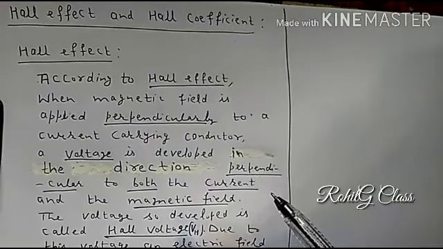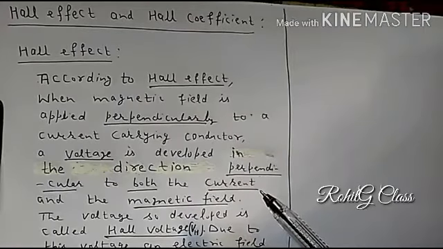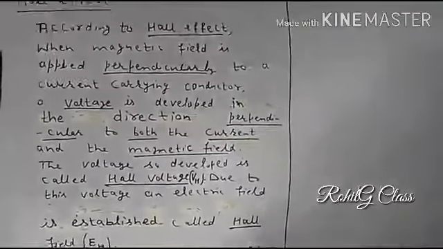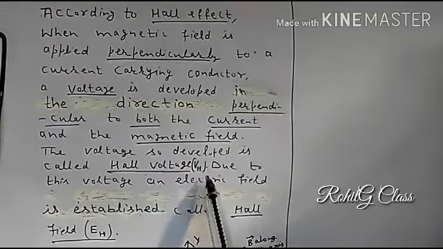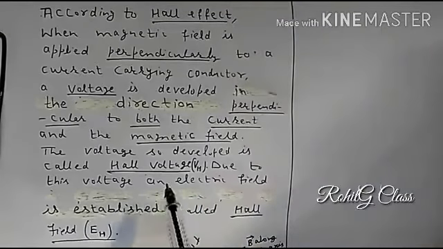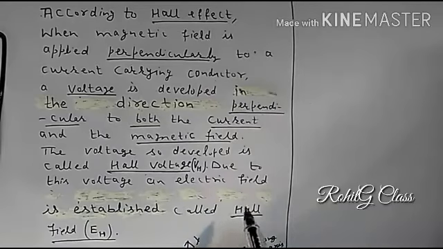That is, when we apply a magnetic field to a current carrying conductor perpendicular to the current, then a voltage develops perpendicular to both the current and the magnetic field. So this effect is called Hall effect. The voltage so developed is called Hall voltage, denoted by VH, and due to this voltage an electric field is established called as Hall field, denoted by EH.